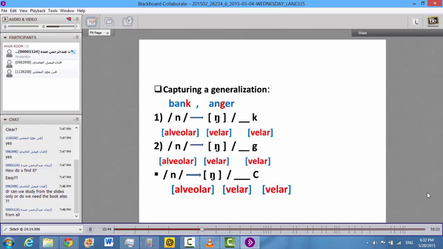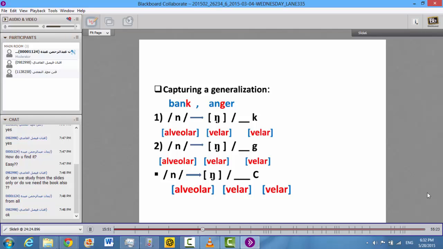Okay, so here we have the word bank, and the word anger. In bank, the alveolar n becomes ng, velar, because it is followed by k, which is velar. In anger, I can write another rule, which is number 2. The alveolar n becomes ng, velar, because it is followed by the velar sound g.